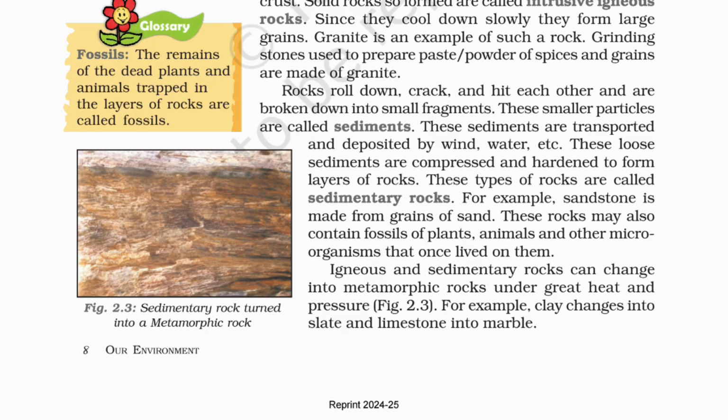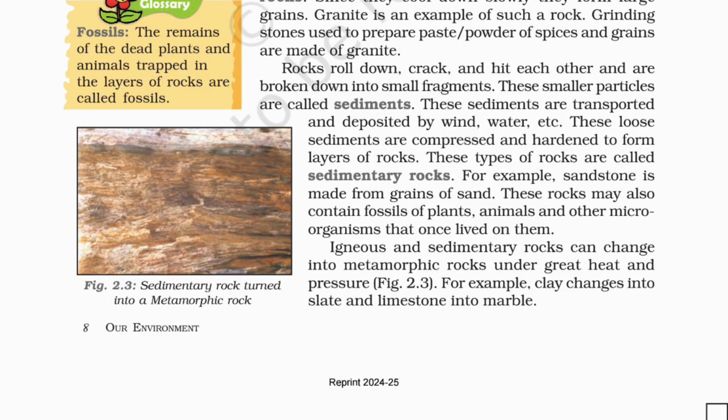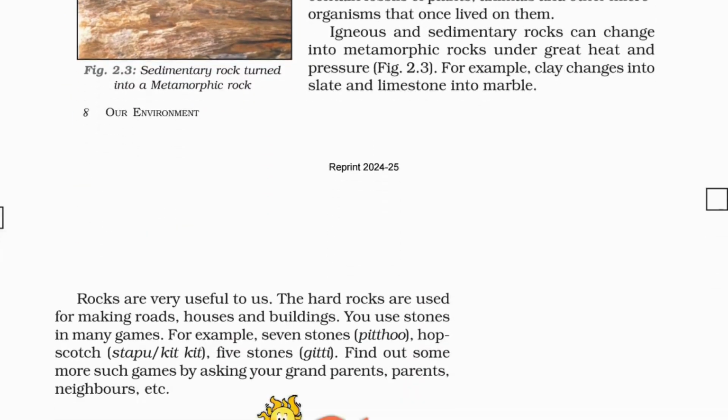Now let's proceed. Igneous and sedimentary rocks can change into metamorphic rocks under great heat and pressure. Now we have already studied about igneous and sedimentary rocks. Now the third kind of rock, metamorphic, is made from igneous and sedimentary rocks. So these igneous and sedimentary rocks can change into metamorphic rocks under great heat and pressure. For example, clay changes into slate and limestone into marble. So you have to learn this, that clay changes into slate and limestone into marble.